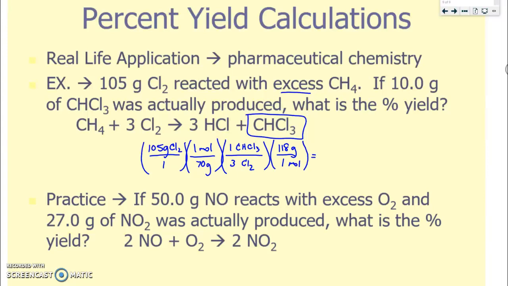So I solve this just like before, and I get a theoretical yield of 59. To calculate the percent yield, I'm going to take the given actual amount of grams divided by what I just calculated, and then I'm going to multiply by 100. And you should get 16.9%. Okay, now it's your turn. Please pause the video and try the second practice problem.